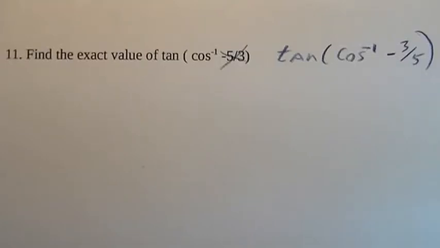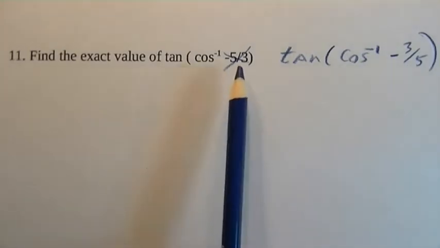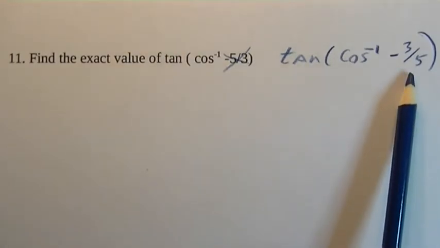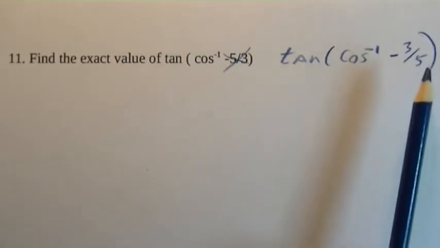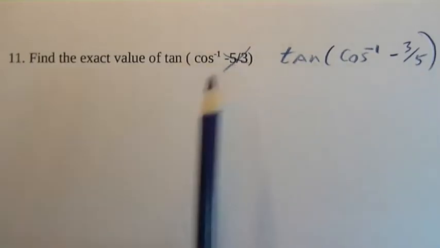Okay, this is problem number 11 on the trigonometry final review. I want you to first of all notice I've made a change. That shouldn't be negative 5/3. I changed it to negative 3/5. And I think you'll see what I'm talking about when we get into the problem and why this would just never work.